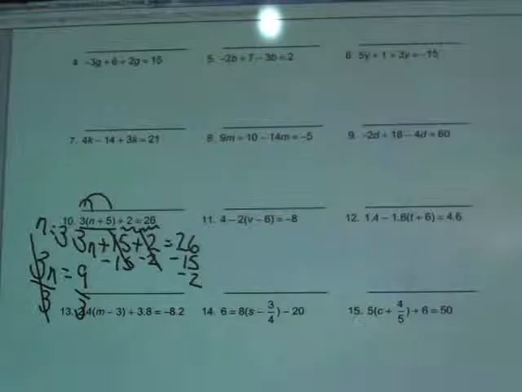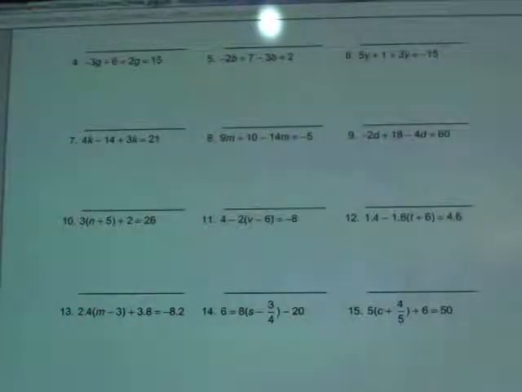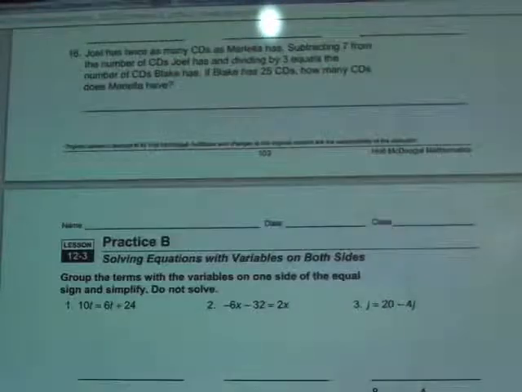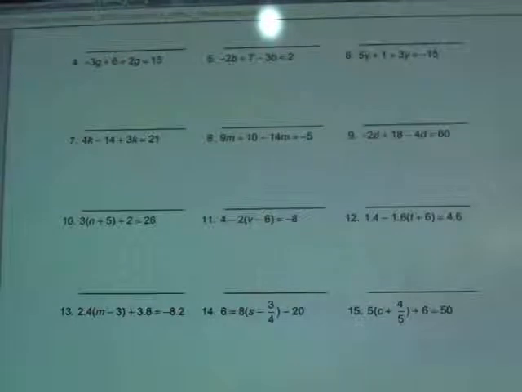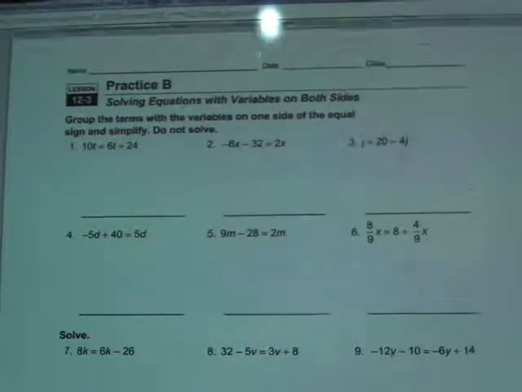Let's practice some more with the distributive property in one of the more difficult looking questions on the page anyway. Question number 14. Question 14 says 6 equals 8 times s minus 3/4, which is in parentheses, the s minus 3/4, minus 20.